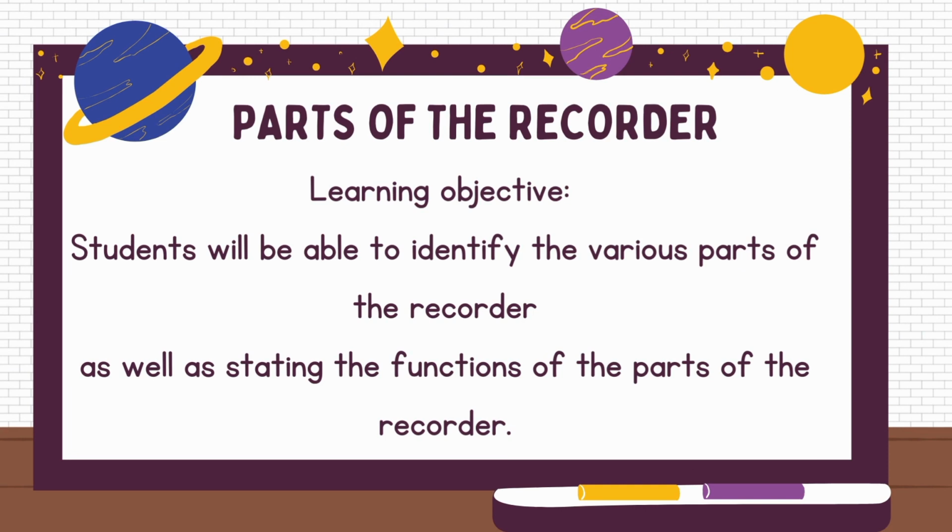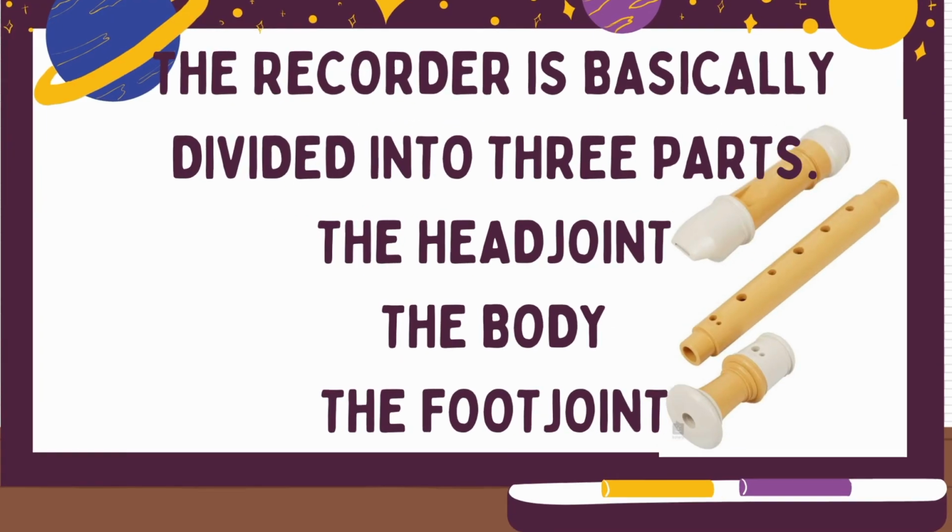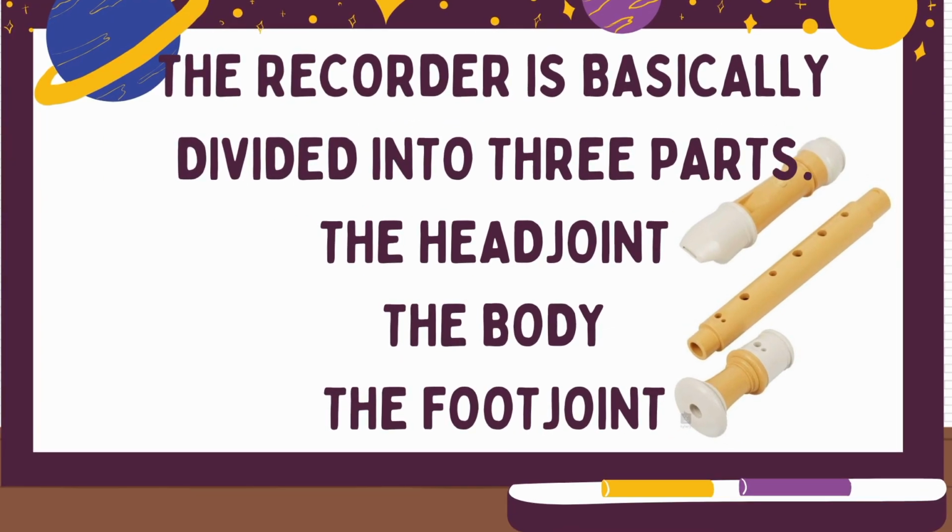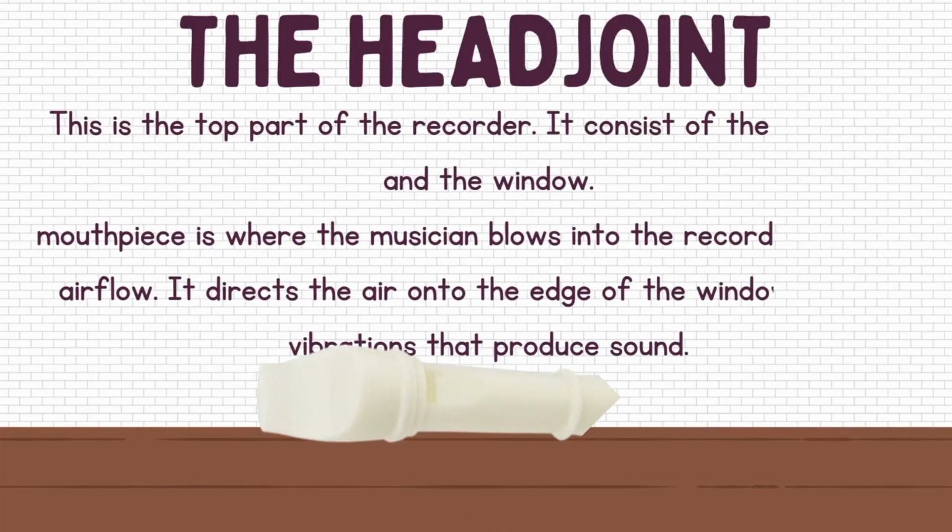Well, in this lesson, we are going to identify the various parts of the recorder as well as stating the functions of the parts of the recorder. Hope you've got yours beside you. Okay. The recorder is basically divided into three parts: the head joint, the body, and the foot joint. You can see the pictures there: the head joint, the body, and the foot joint.